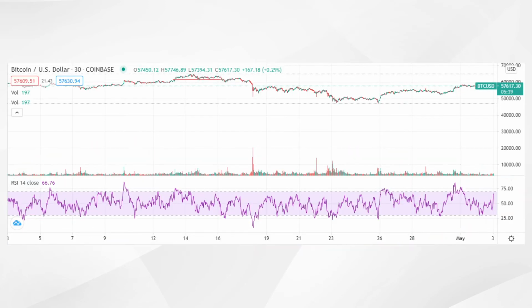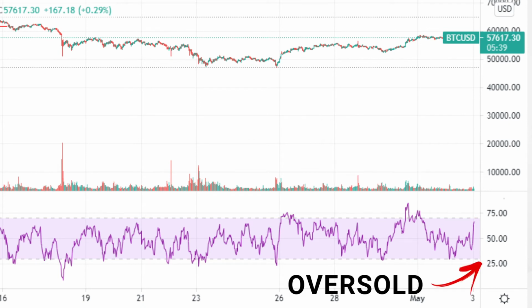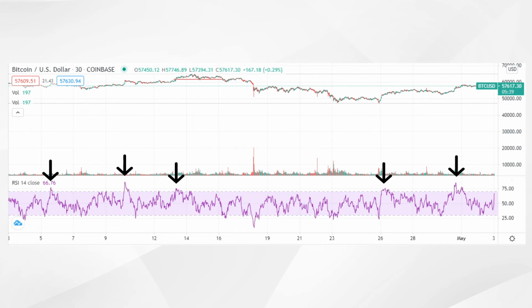Looking at the RSI model, anything above 70 is considered overbought, and anything below 30 is considered oversold. Whenever the RSI is above 70, you'll see price retracements. This has happened on numerous occasions. And whenever the RSI is below 30, you'll see that Bitcoin prices tend to rise after that. This is a great free tool for anybody who is new to Bitcoin.